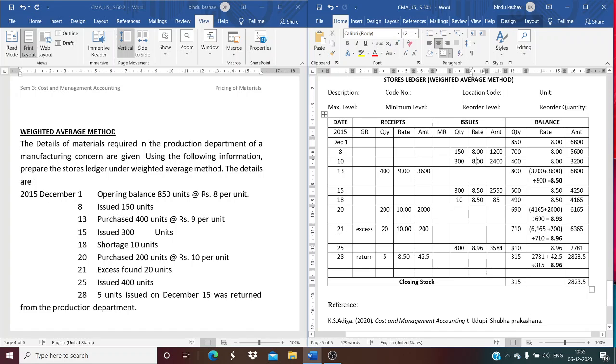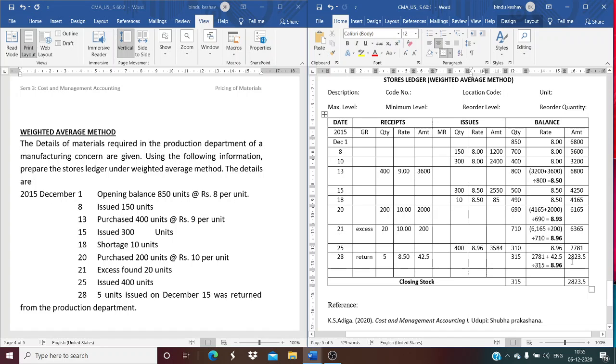So the closing balance will be 310 units, the existing, plus 5 units, 315, and the weighted average price is 2,781 plus 42.5 divided by the quantity 315, which is equal to 8.96. So the weighted average price is 8.96. Further, when there is an issue, this price has to be used.